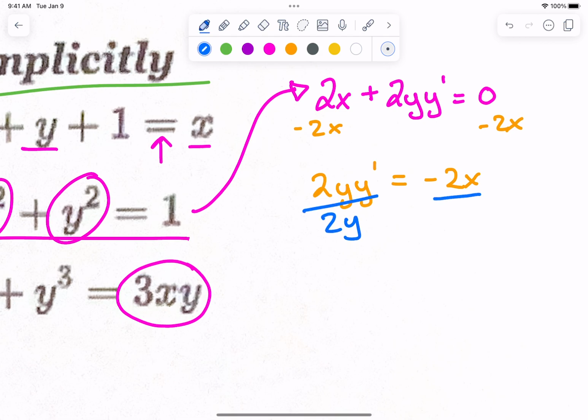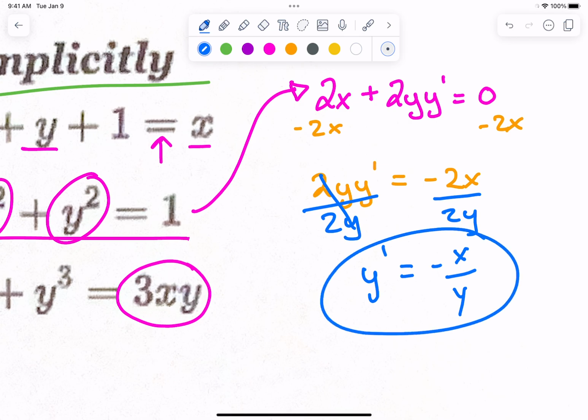Divide by 2y, divide by 2y. So my full derivative, y prime, is equal to negative 2x over 2y, which is negative x over y if I divide by 2, right? That's the derivative. That wasn't that bad, right?